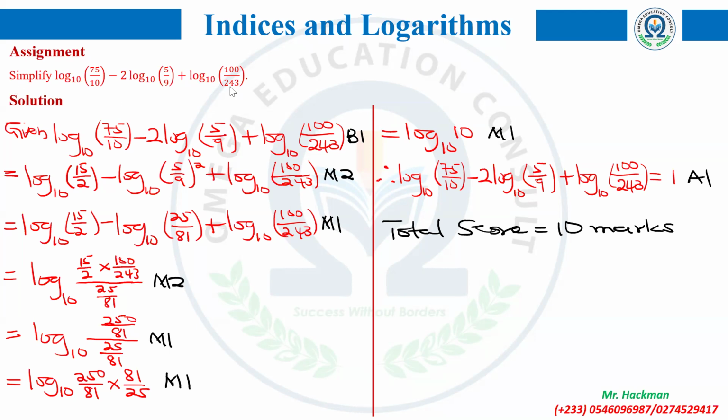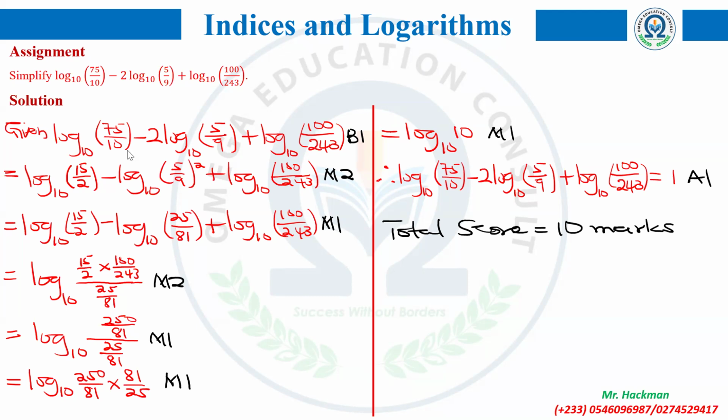Any time an expression is given, you simplify. You'll be asked to either simplify or evaluate, so it is not out of order. Now let's move on. You extract what you are given. You can choose not to write the given, but this must be extracted. So you extract that straight away, and that will give you your B1.